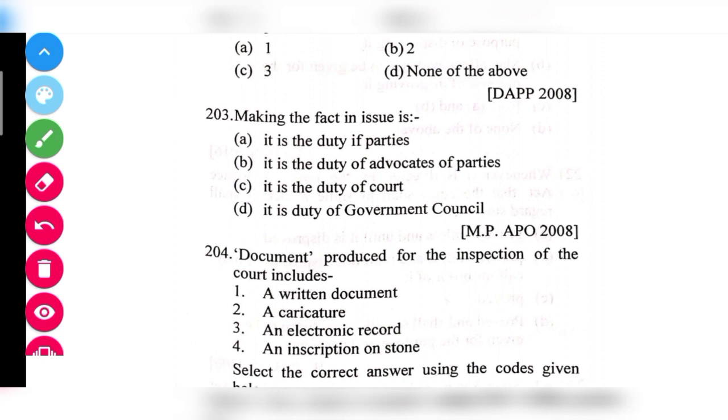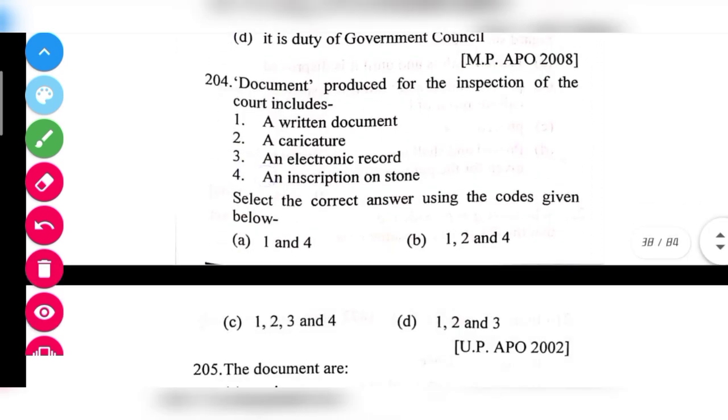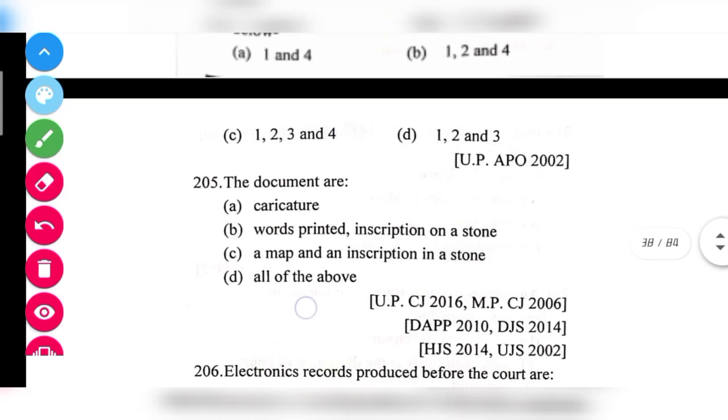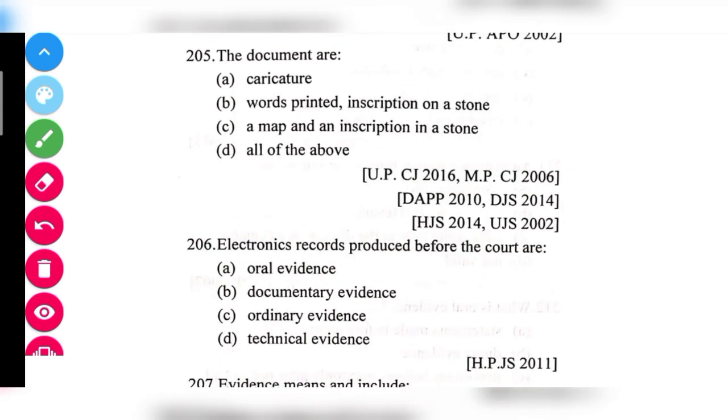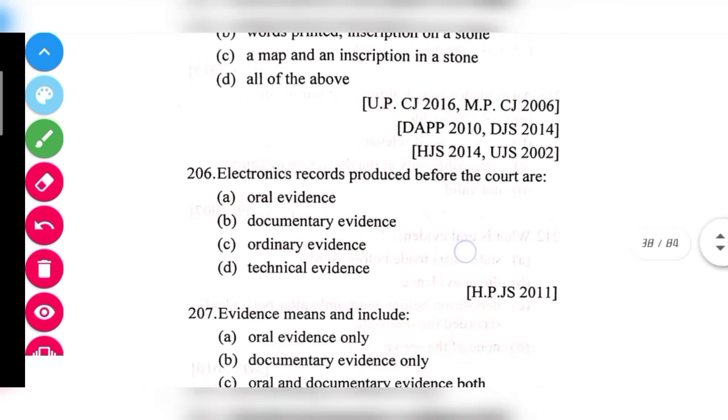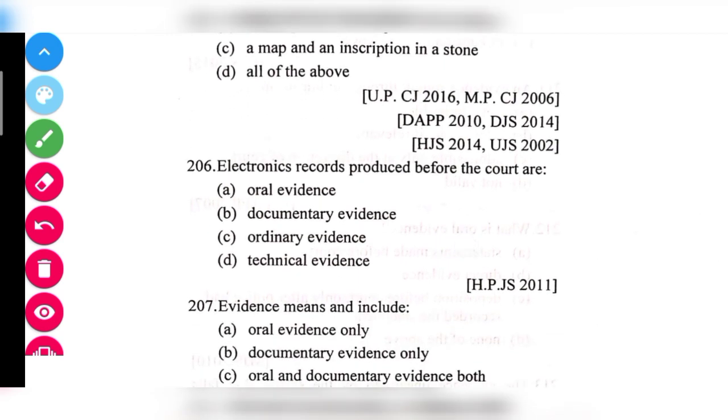204. Document produced for the inspection of the court includes. Answer is C. All the four. 205. The documents are. Answer is D. All of the above. 206. Electronic records produced before the court are. Answer is B. 206. Electronic records produced before the courts are. Answer B.